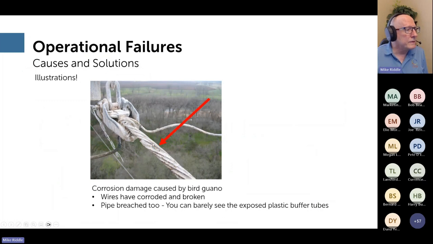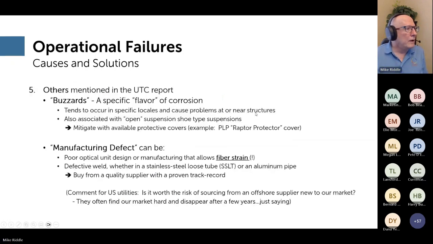Just want to illustrate this. This is actually from buzzards here in Texas, and they were pooping on the cable. So the wires have corroded and broken, and you can see the aluminum pipe is actually corroded away, exposing the buffer tubes. So speaking of buzzards, others that were mentioned in the UTC report were buzzards, and that's specific to certain locations, and they tend to cause problems at or right on a structure.